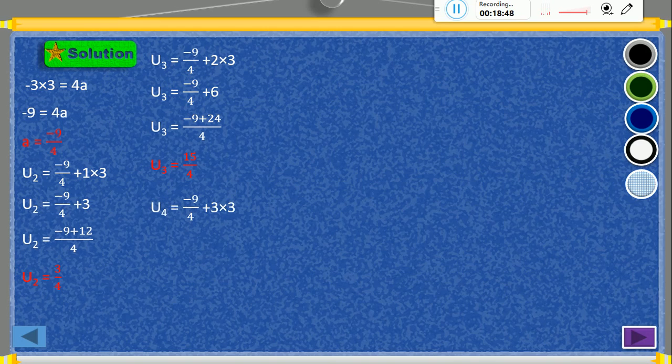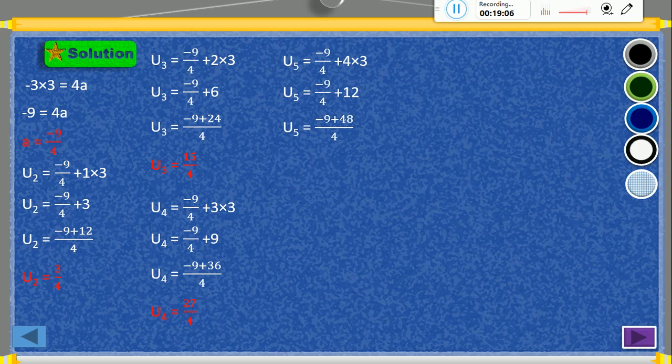The fourth term, simplifying, is equal to 27 over 4. The fifth term, simplifying, will give us 39 over 4. So we have all 5 terms: first term, second term, third term, fourth term, fifth term, all highlighted in red. That brings us to the end of this presentation.